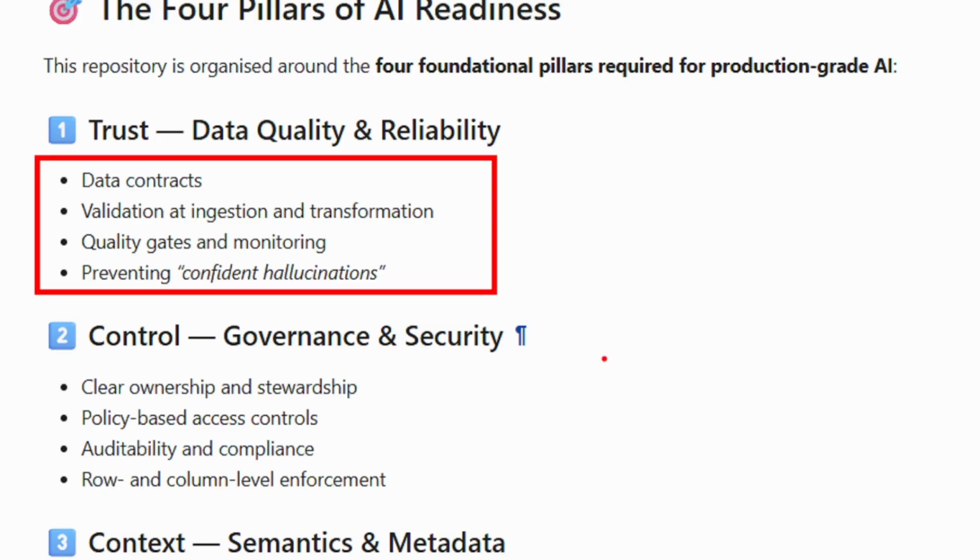So the data needs to be trusted, so that once you put it in AI, it shouldn't hallucinate or give you a wrong outcome without you realizing it. So this is number one. We'll do a hands-on exercise on how to look at the trust, data quality, and reliability side.